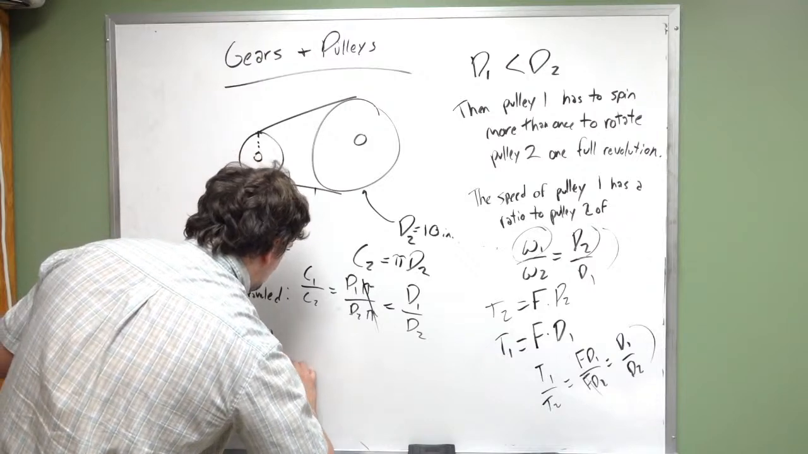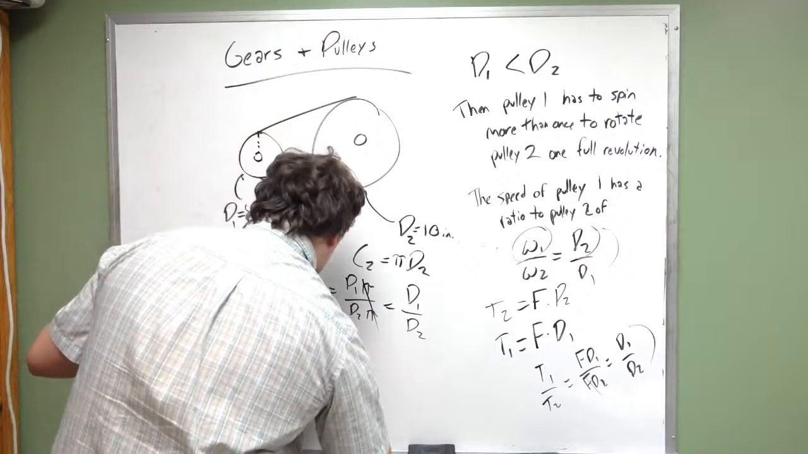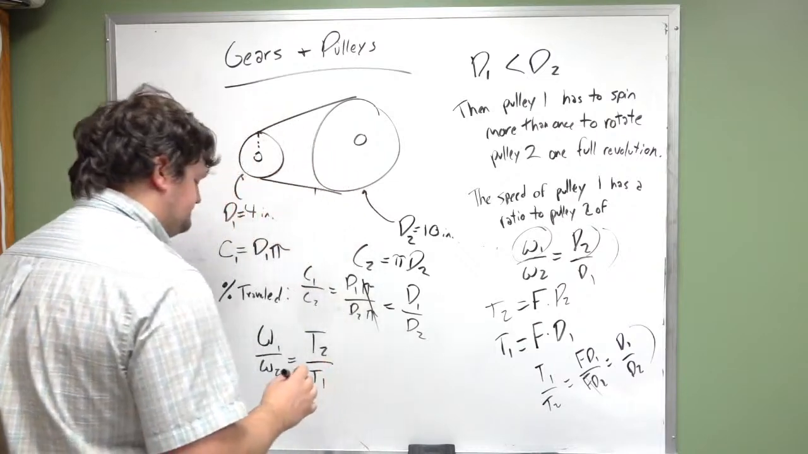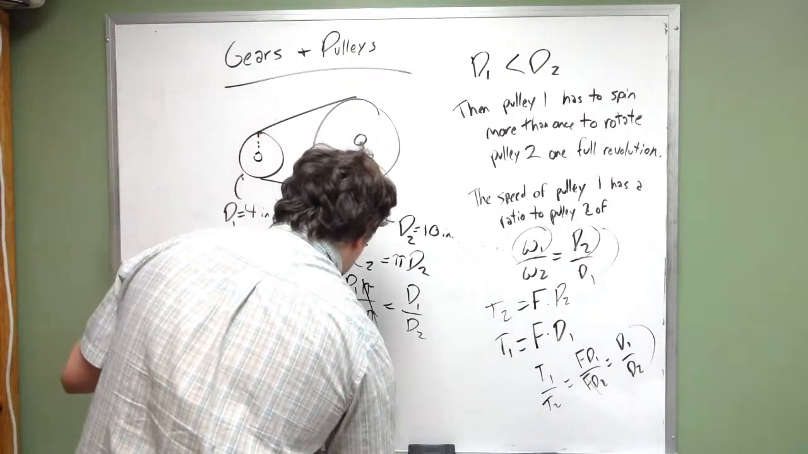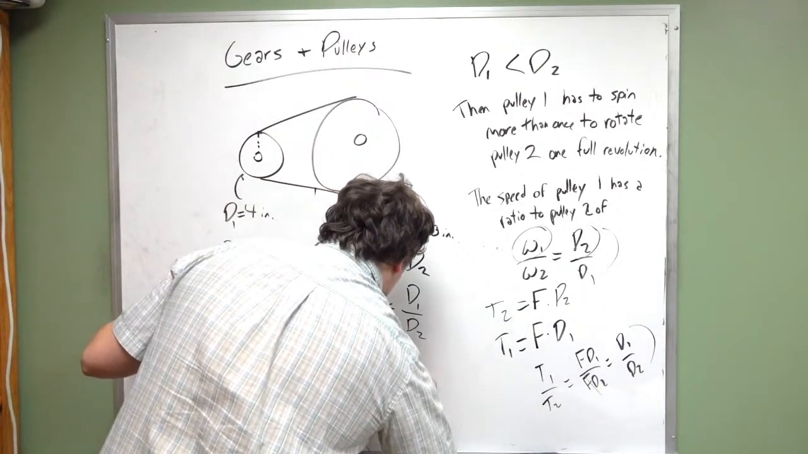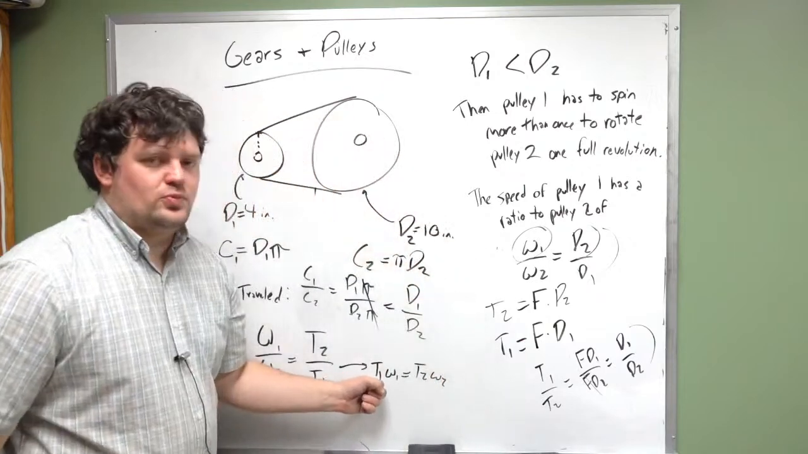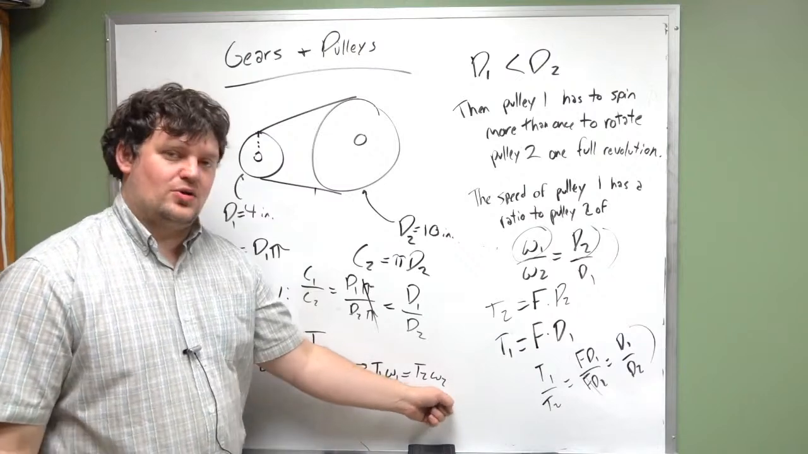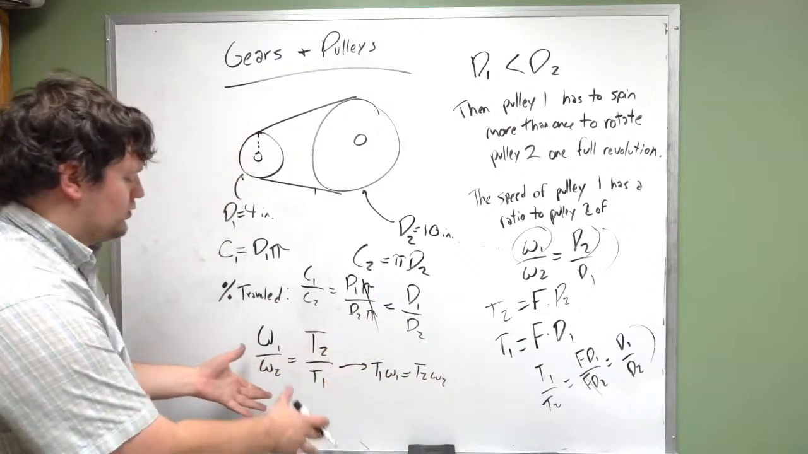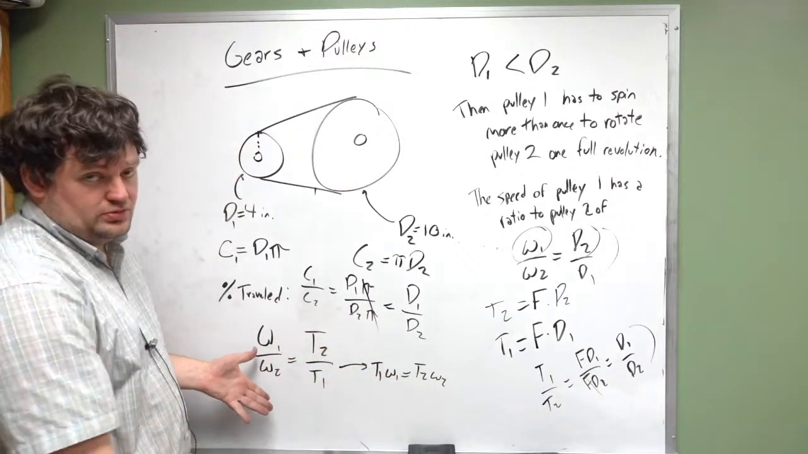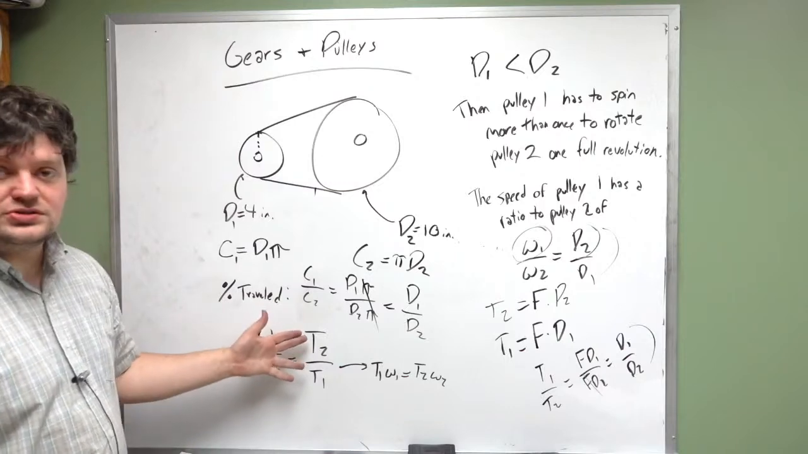omega 1 over omega 2 is equal to T2 over T1. Well, what is the significance of that? Well, this also happens to break down to T1 omega 1 is equal to T2 omega 2, which this is power, this is power. Power input equals power output. Or rearranged, we have this ratio, where the speeds are inversely proportional to the torques.